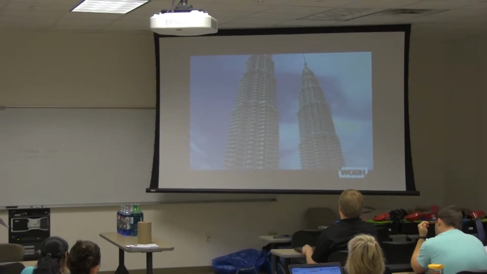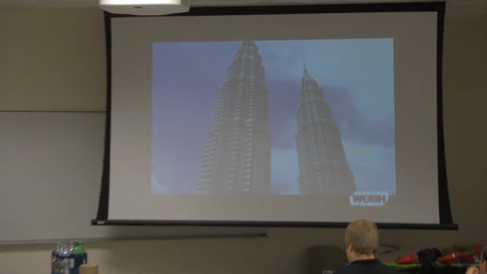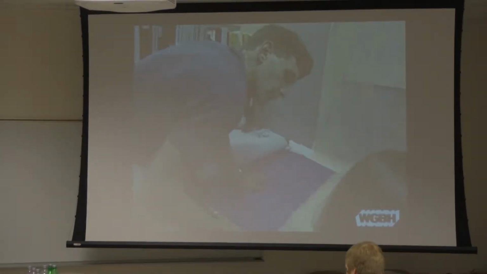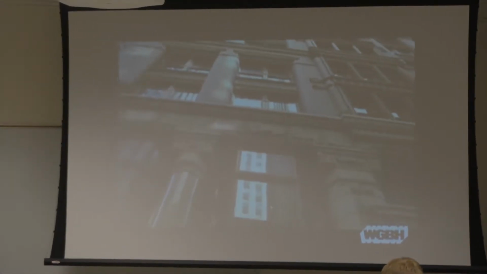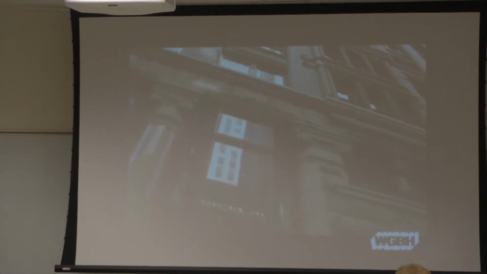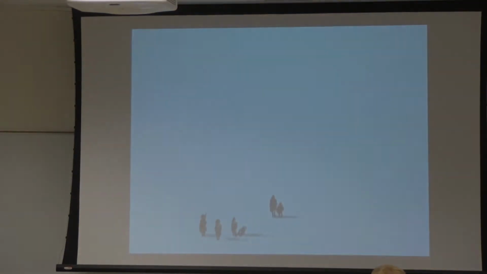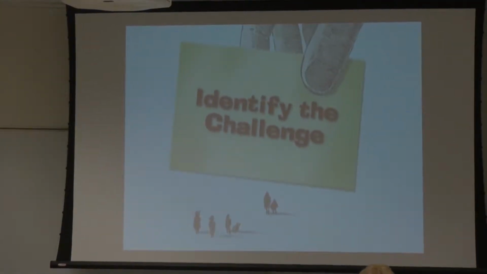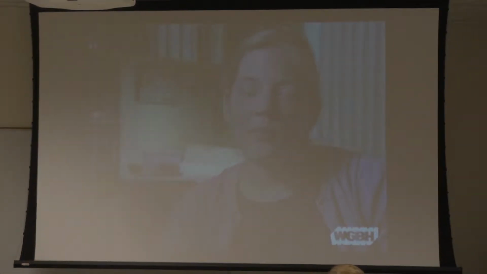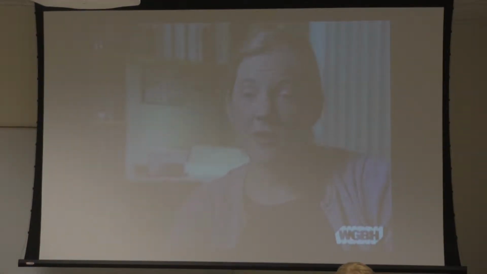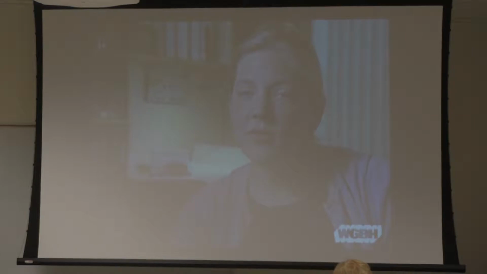Determining the structure of a skyscraper is complex and technologically challenging. Engineers rely on a step-by-step design process to guide their work. So, where do they start? Identify the challenge. Designing a building is sort of like any sort of problem solving. You first need to identify what the problem is you have to solve. The building is like the end of a process. It isn't the beginning, it isn't the start.